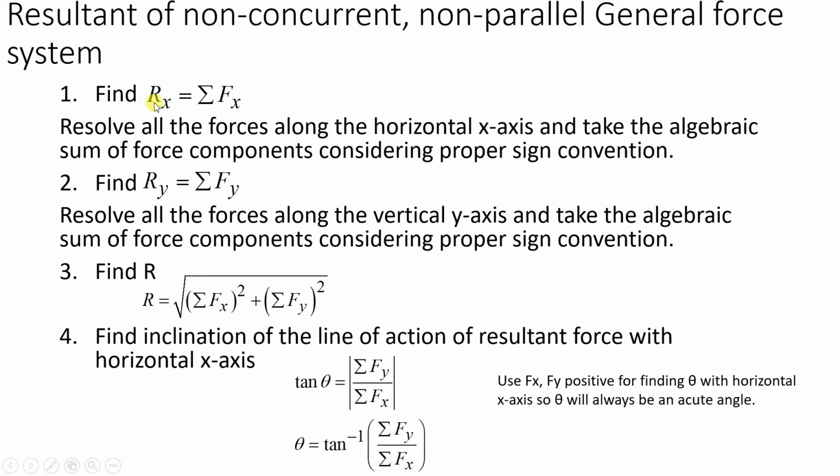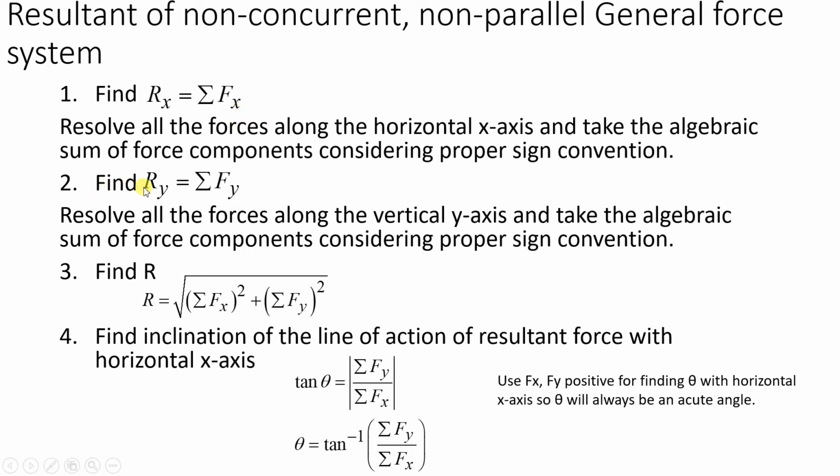So the first step is Rx is equal to summation Fx. What is meaning of this? We have to resolve all the forces along the horizontal x-axis and take algebraic sum of the force component considering proper sign convention. What is the proper sign convention which we are going to use? If the force is towards right side, it will be positive, and towards left side, it will be negative.